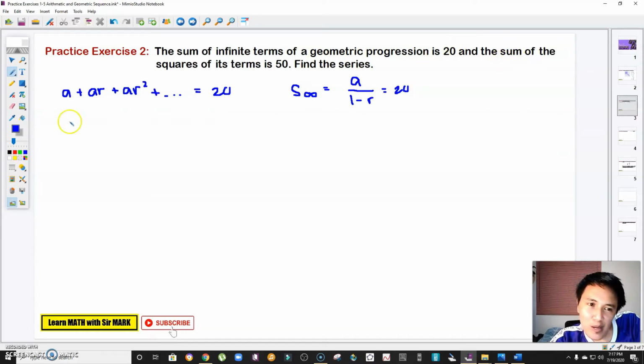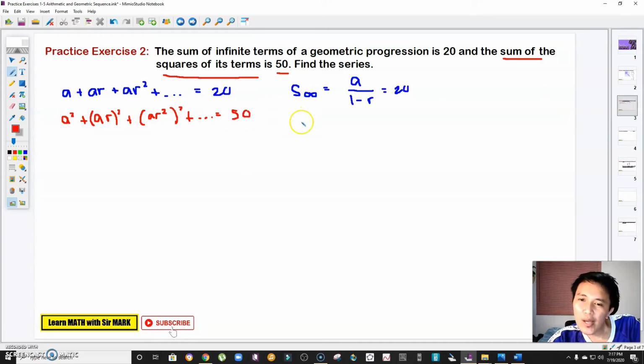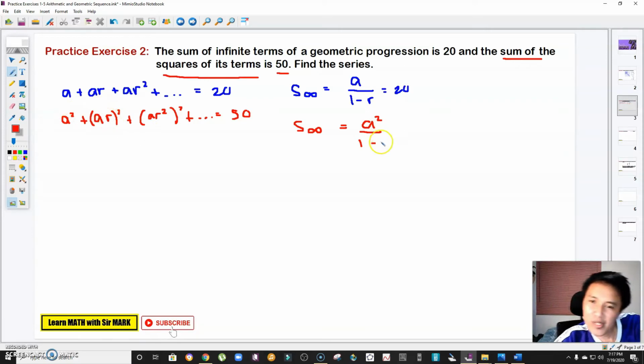Now, the problem mentions a second condition: the sum of the squares of its terms is equal to 50. So if I square the terms, I have a squared, plus ar squared, plus ar squared squared, and so on, that's equal to 50. Likewise, the formula is the first term, which is a squared, over 1 minus the common ratio. Note that this is a squared, r squared, over a squared. The quotient is r squared, which is our common ratio.